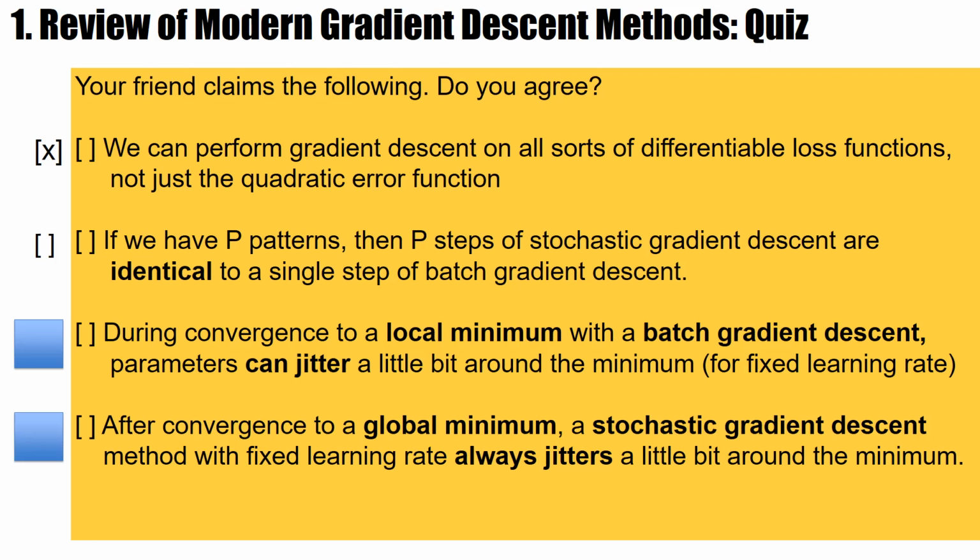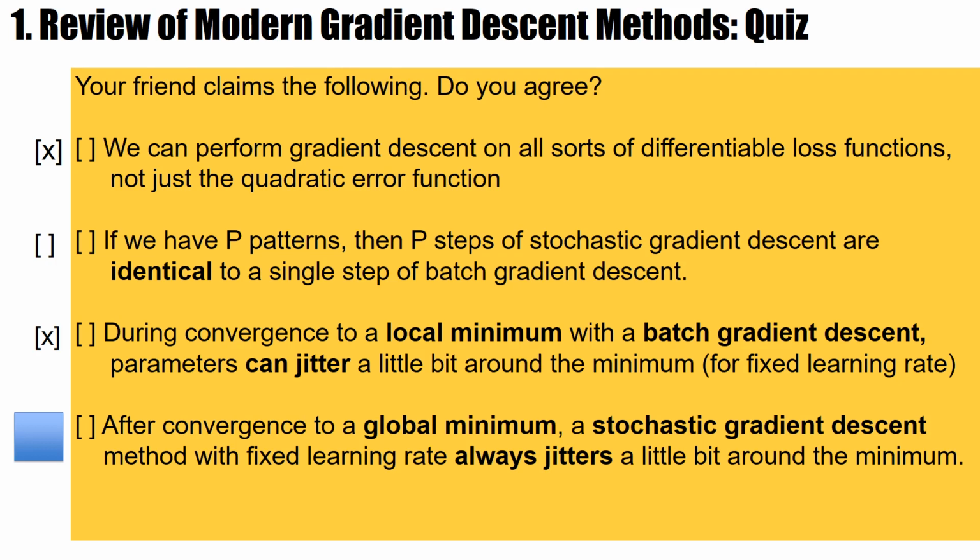Third claim. After convergence to a local minimum, a batch gradient descent method with fixed learning rate typically jitters a little bit around the minimum. If you agree, raise your hand now. And yes, this is correct. If you want to keep the jitter small, you have to decrease the learning rate.